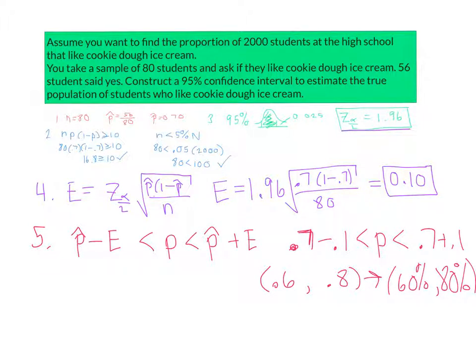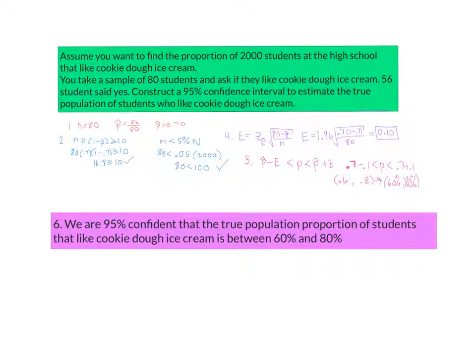So let's go ahead and do the last step, which is just interpreting this. So our final conclusion would be that we are 95% confident that the true population proportion of students that like the cookie dough ice cream is between 60% and 80%. So that is the steps on how you construct a confidence interval that involves a population proportion.